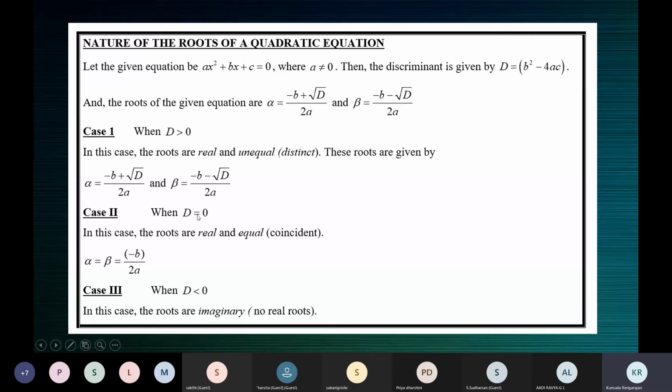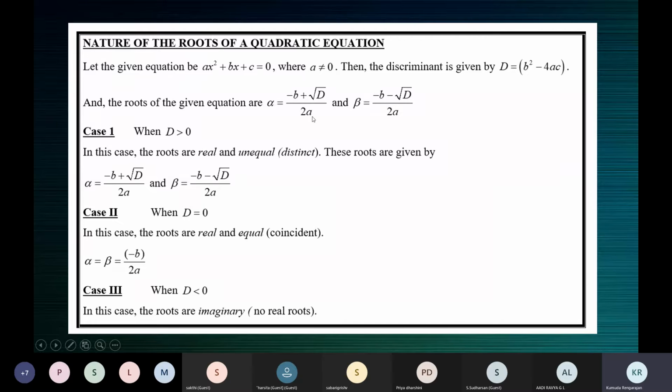Okay. When the value of d is 0, what is root of 0? 0. So this root d has no value there because it's plus 0. Then alpha will be minus b by 2a and beta also will be minus b by 2a, because root 0 is 0. So it will be plus 0 minus 0. Doesn't make a difference, right? It's nothing but minus b by 2a, minus b by 2a.